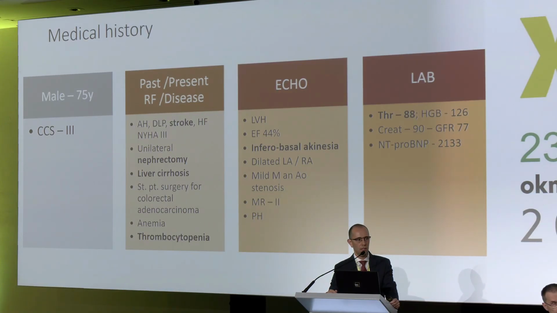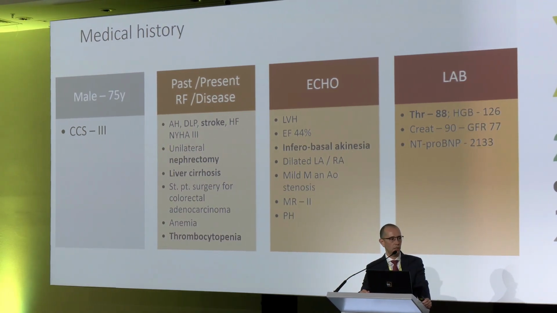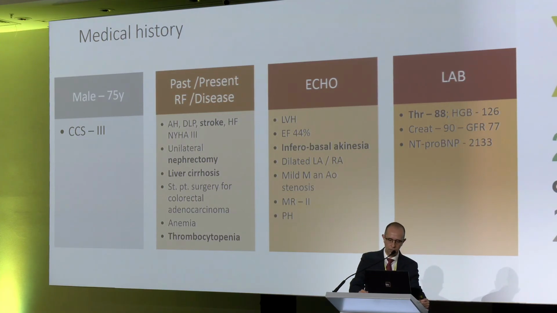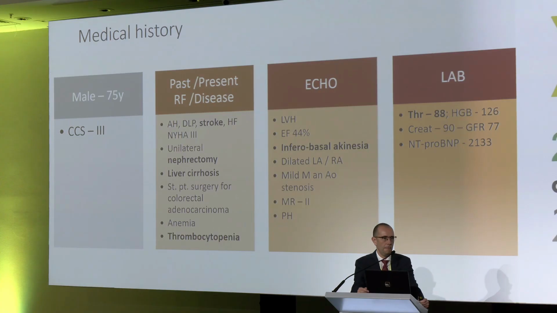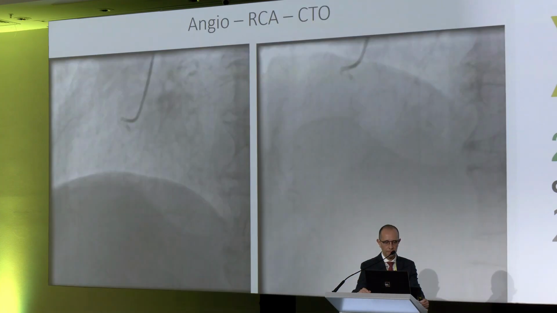Echo shows left ventricular hypertrophy 11/11, ejection fraction 44 with inferobasal akinesia, dilated both atria, mild mitral and aortic stenosis, and second degree mitral regurgitation, with pulmonary hypertension with systolic pressure around 50. In the laboratory, the thrombocytes are very low, hemoglobin almost normal, normal GFR, and very high levels of NT-proBNP.